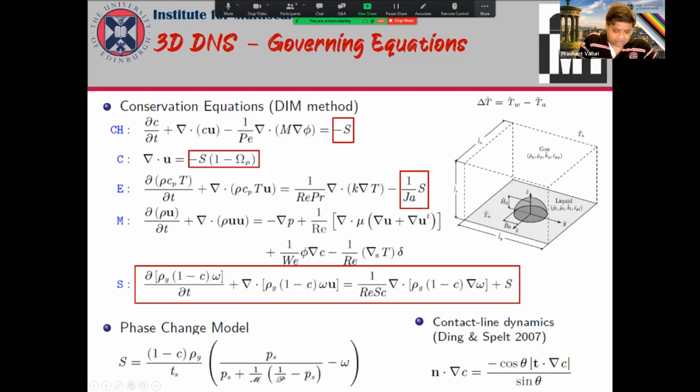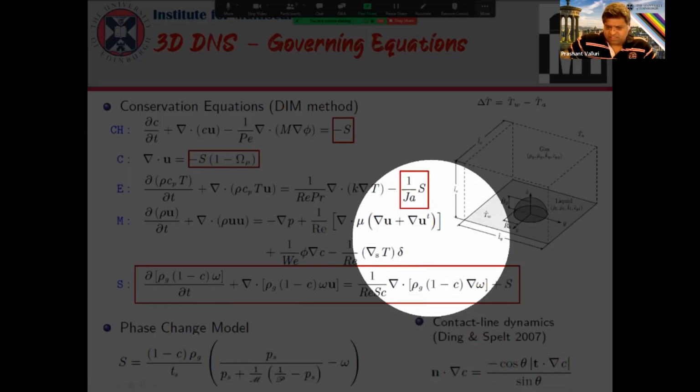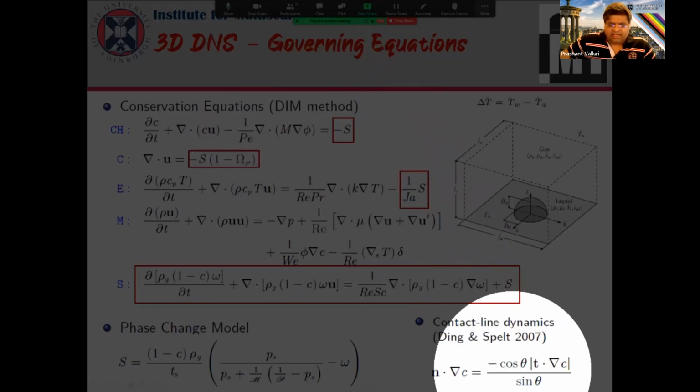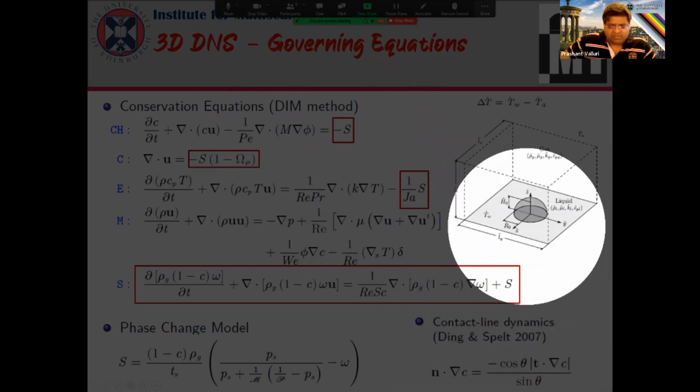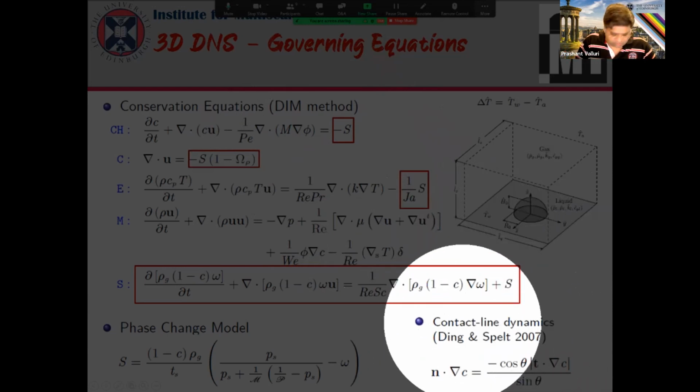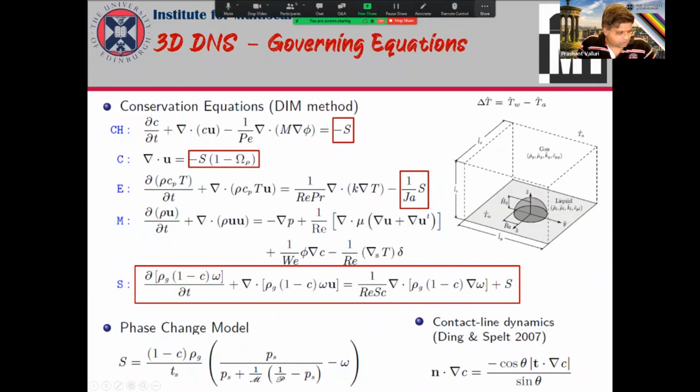Okay. You've got a very simple phase change model. This is basically a simple Raoult's law. There's nothing really great in it. And then, as I mentioned, when you do a diffuse interface method, you can really take into account the contact line dynamics simply by using a contact line boundary condition. So when you specify a contact angle, you're sorted. Okay.